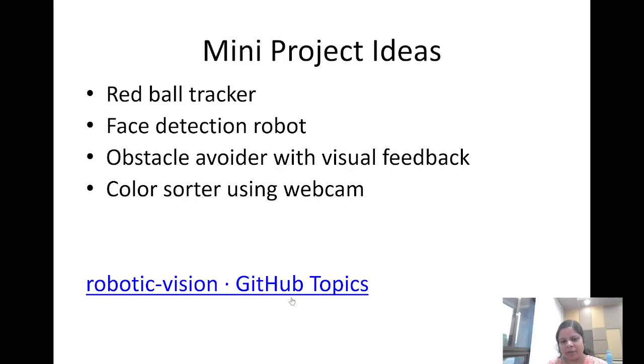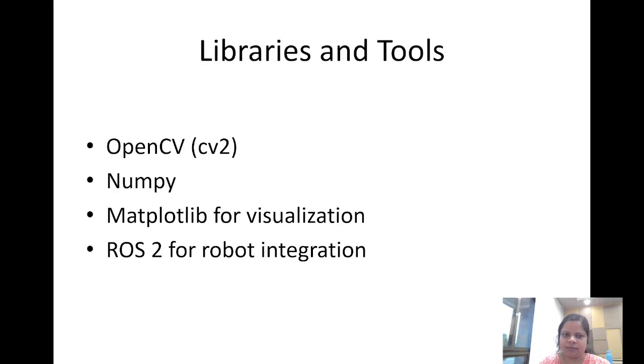Here are some GitHub topics that you can go to. These GitHub topics basically contain all the links to what people are doing with vision currently. So many such projects are there. You can start with them if you're interested. I'm sure you would be interested if you've taken this advanced robotics course. That's why I'm telling you this.